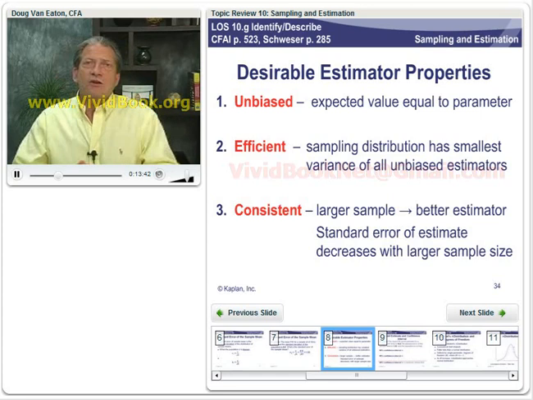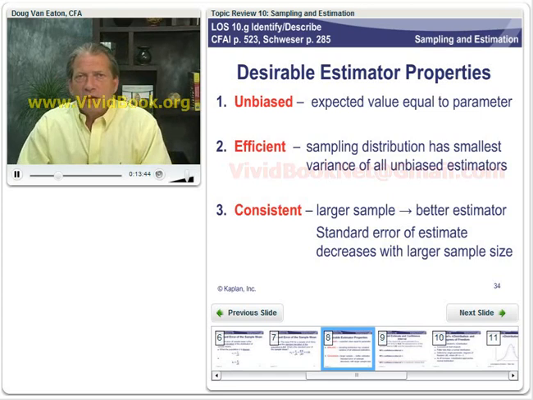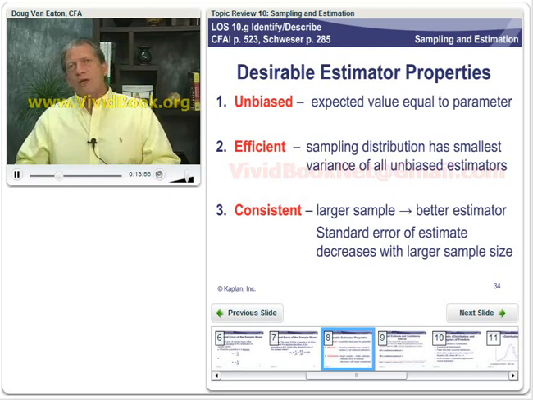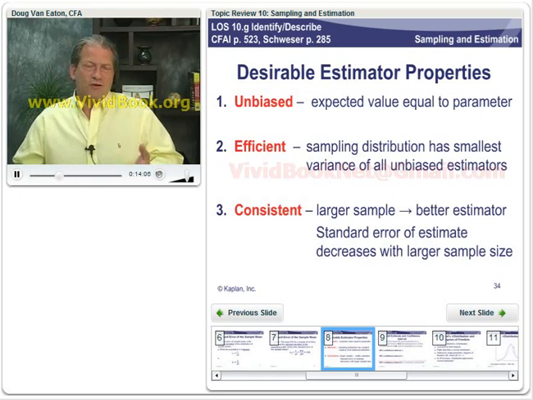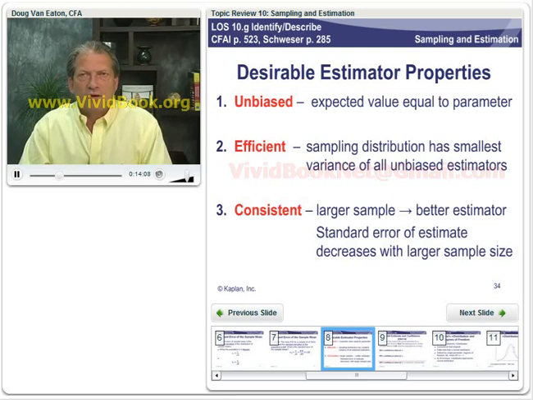Well, your mean would be your lowest variance estimator. Now, the next characteristic that's desirable in an estimator is efficiency. This means the sampling distribution has the smallest variance of all unbiased estimators. So if we pick between two estimators and they're both unbiased, but one has a higher variance, the one with less variance is a better estimator. We say an estimator is efficient when, of all the unbiased estimators, it has the least variance.